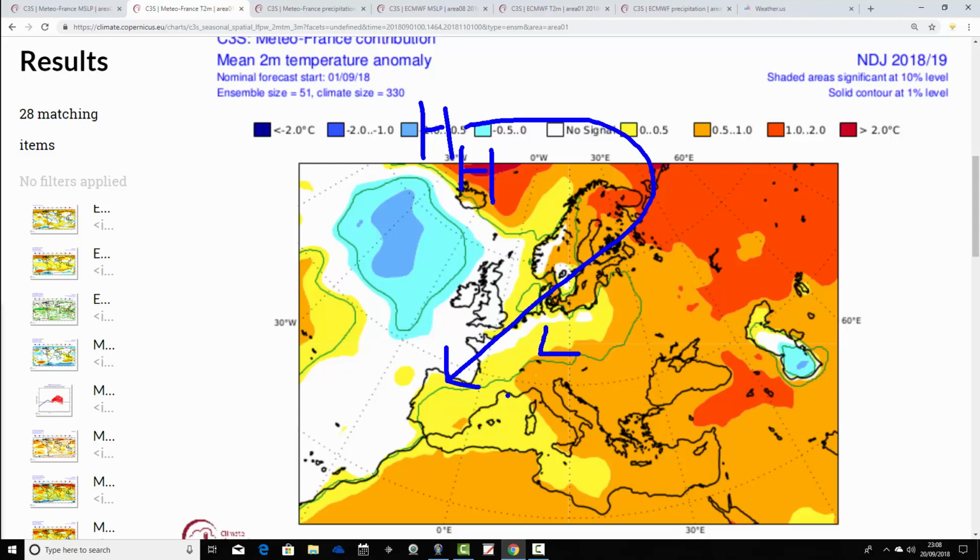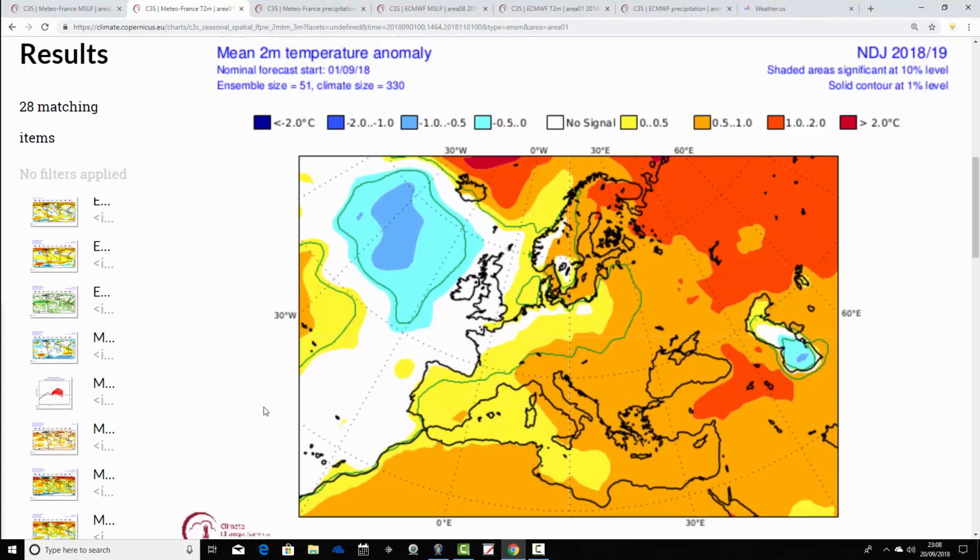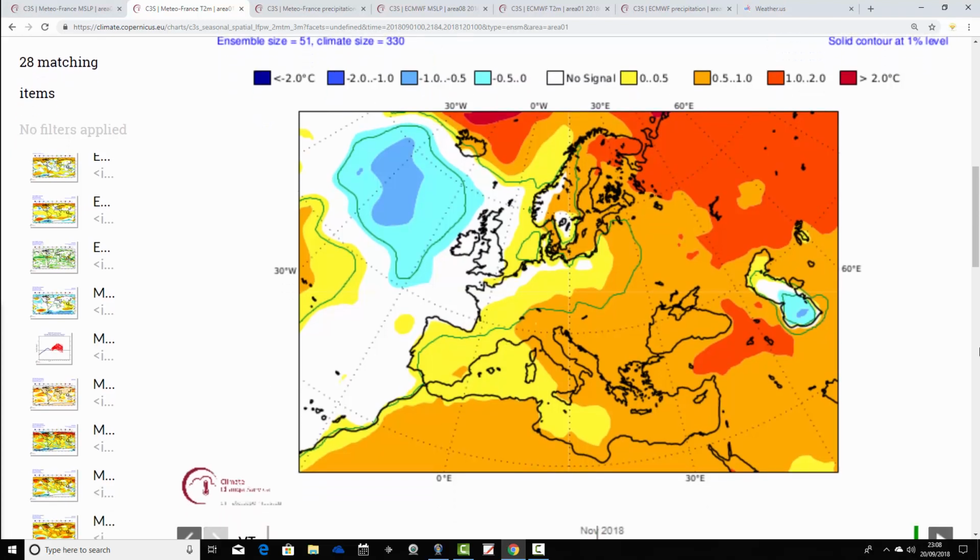Yes, the UK and Ireland are one of the coolest places in Europe. We're around average, or we have no signal. But I would have thought Central Europe, Scandinavia, in that kind of scenario, is likely to be colder than average, perhaps substantially so. So, as is often the case with these seasonal models, I think that is overdoing the temperature far too much based on the mean sea level pressure anomaly that we have there.